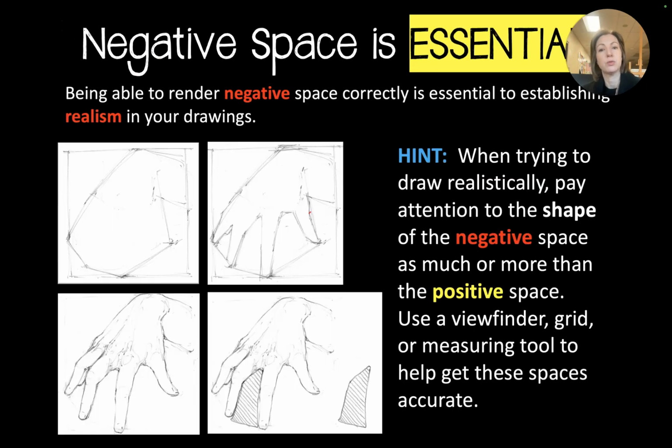Being able to render this space correctly is also essential to establishing realism in your drawings. In the example on the left, they're showing you how to create an envelope and then figure out the negative space to get the fingers accurately in that drawing. If you're trying to draw realistically, you really need to pay attention to the shape of the negative space as much or probably even more than the positive space. You can use a viewfinder, a grid, or any kind of measuring tool to help keep the spaces accurate. Remember, you can use your pencil, and I have viewfinders and grids. There are all sorts of ways to make sure you're keeping this accurate.